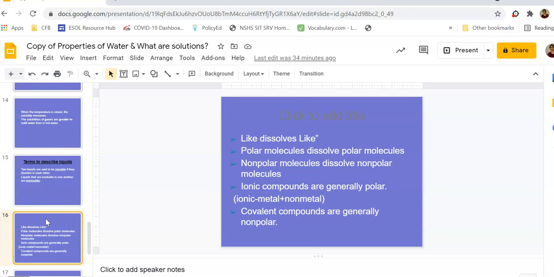And covalent molecules are generally non-polar, and so they will dissolve in non-polar. So remember when we talked about bonding, ionic bonding and covalent bonding. With ionic bonding, we had those charges, right? So that's what we're talking about here. Ionic compounds will dissolve in polar solvents. Covalent compounds will dissolve in non-polar solvents. And so like dissolves like. Polar will definitely dissolve in polar, but ionic will also dissolve in polar. And then covalent will dissolve in non-polar.